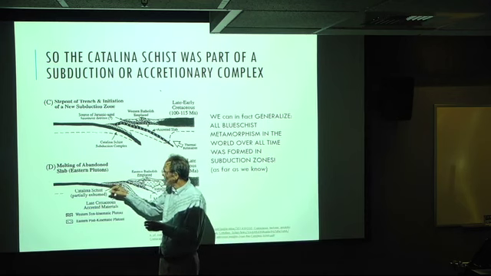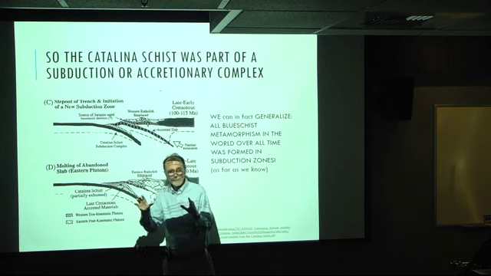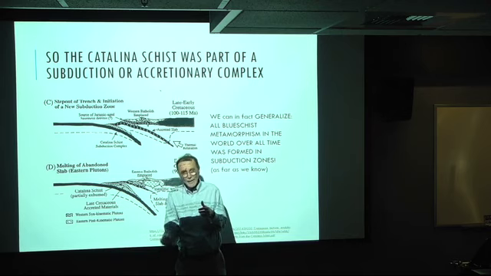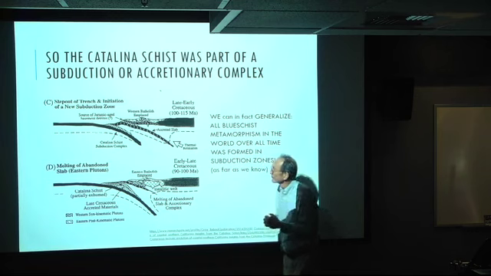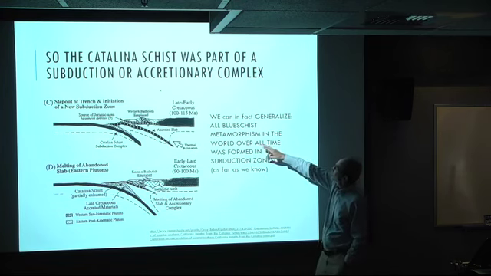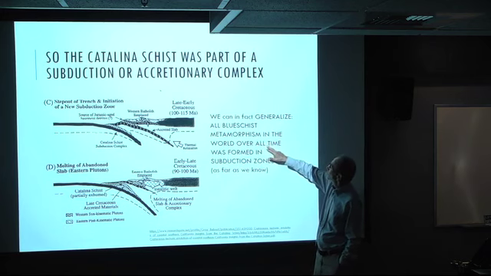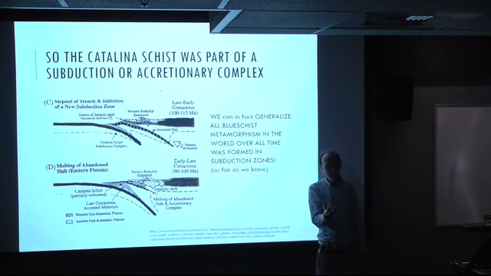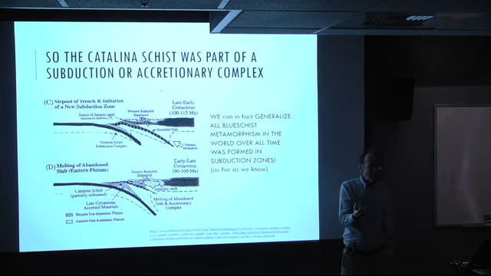So that's why these blue schists on Catalina are so unique, because they're high pressure, they formed at great depths, but in a relatively cold environment. No melting. So we can in fact generalize all blue schist metamorphism in the world over all time was formed in a subduction zone. Whenever you give me a piece of blue schist, I can say, this was formed in a subduction zone. It's the only place they form. Kind of cool.